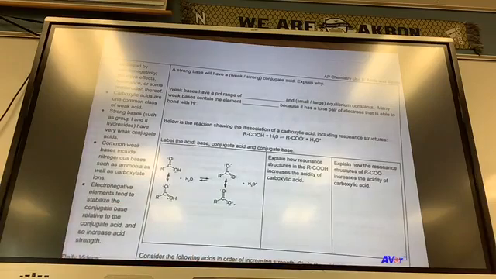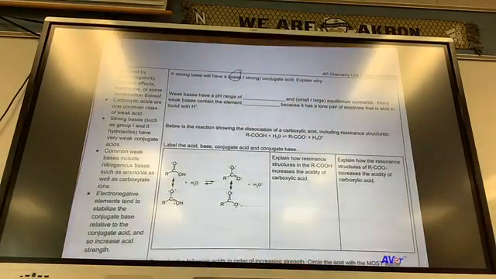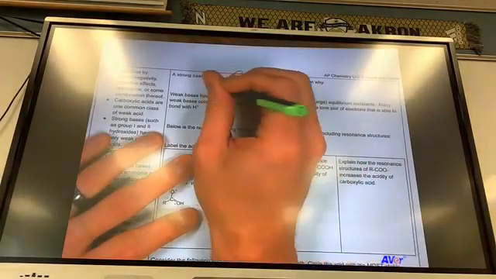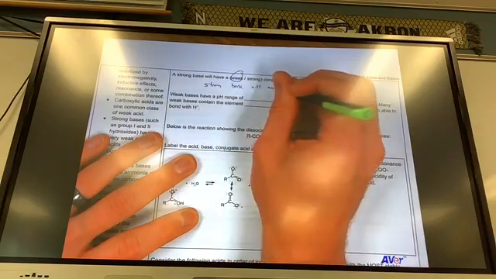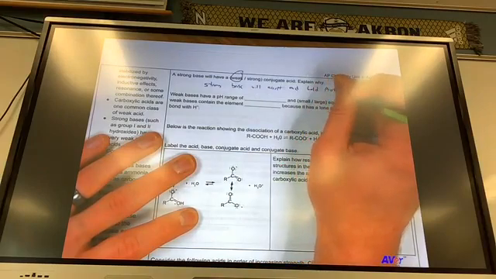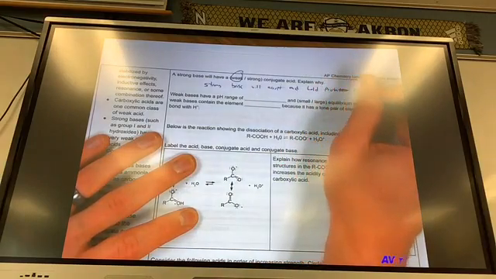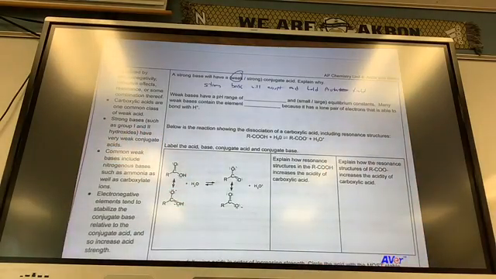So, a strong base will have a weak or strong conjugate acid. Why? You're right, but why? Because it's bad at donating. A strong base will accept and hold the proton tight, right? So that means that the resulting conjugate acid is going to be very unlikely to let it go. And what does that mean? That means it's weak, because it will not let it go.